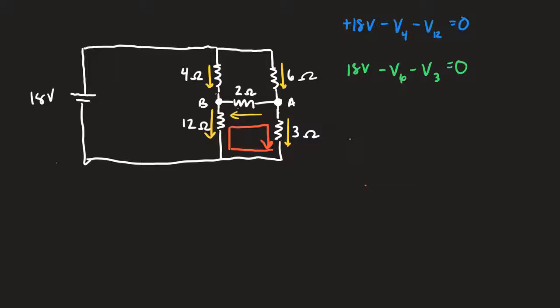Now, based on the direction of the loop I've just drawn, I'm going in the opposite direction of the arrow through the 12 ohm resistor. So I add that potential, positive V12. Can you see that, or is that color not good? Jackson? Okay. The 2 ohm resistor, based on the direction I drew the arrow, I'd have to add that voltage, positive V2. And now the 3 ohm resistor, minus V3.